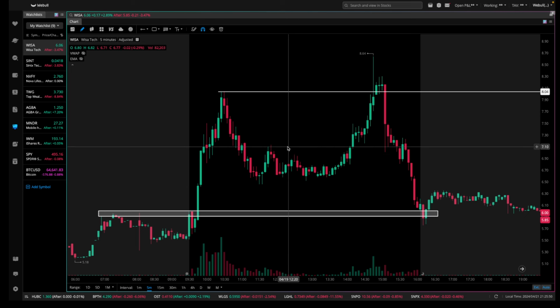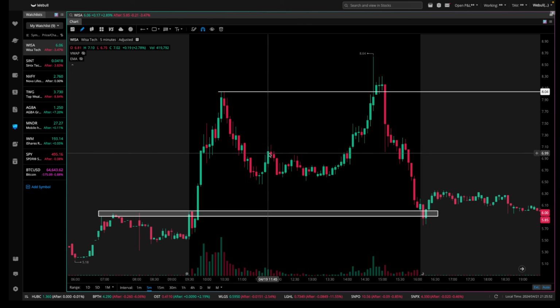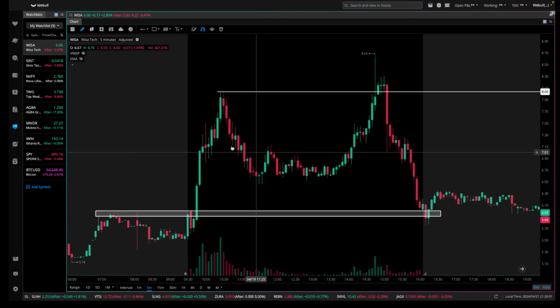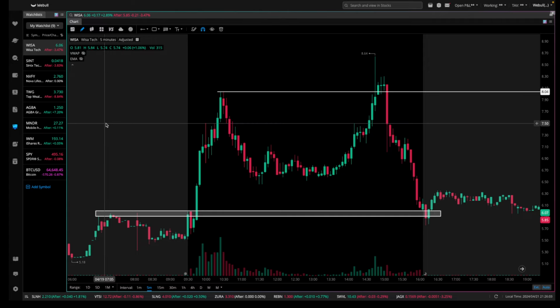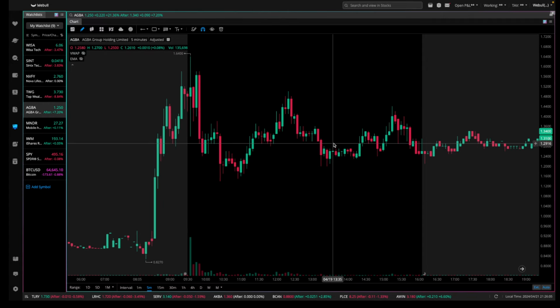That's why when you have low volume pullbacks, low sellers, it means buyers want this. It means buyers are looking to get this stock. They're looking to buy. They're looking to enter. Right? You guys understand that, right? Let's just move on to another ticker. I'm going to show you, I don't know, for example, AGBA.